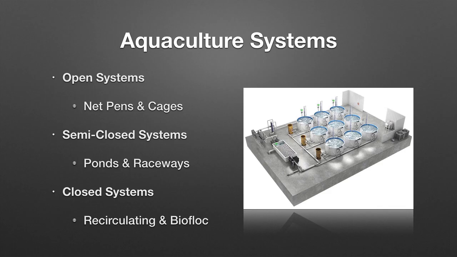There are basically three different types of aquaculture systems. There's open systems, which are typically net pens and cages. Often this is ocean ranching. There's semi-closed systems, which are ponds and raceways. And then there's closed recirculating systems or biofloc systems that are generally indoor or tank culture systems.